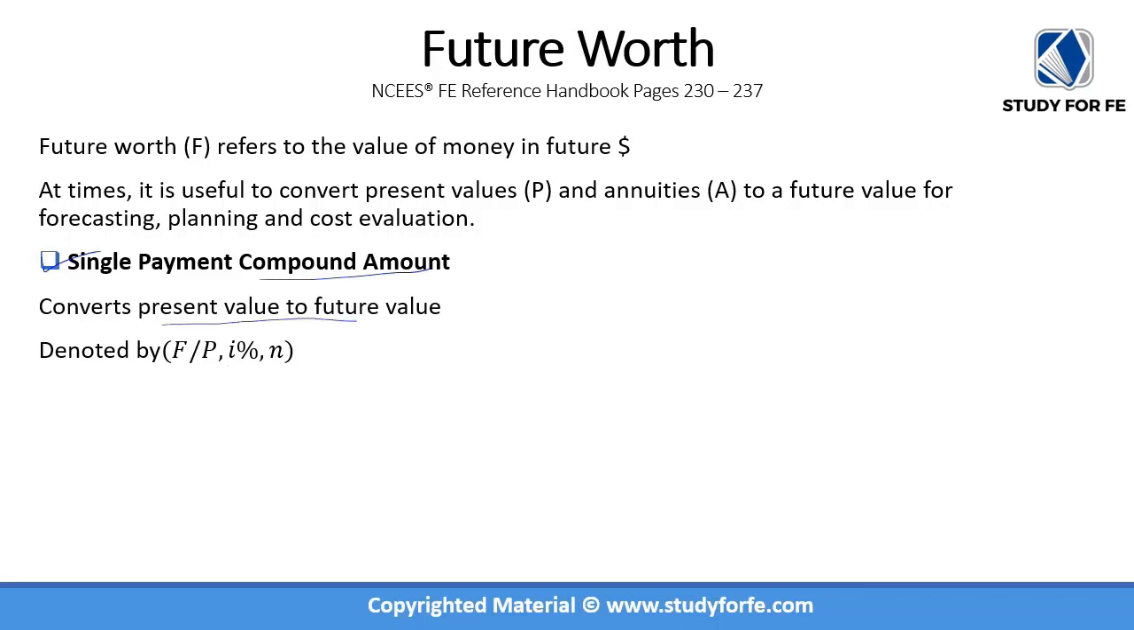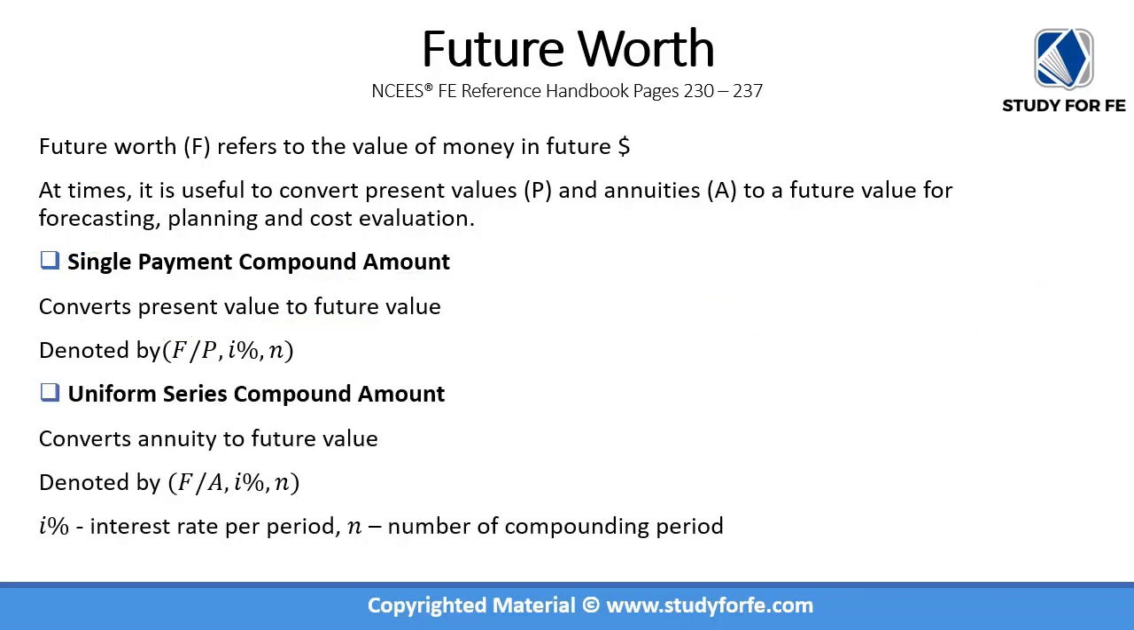So you have an annual interest rate of I%, and N represents the number of compounding periods. F given P will calculate F, given a present value. Coming back to a very basic example, if I give you $100 today, or if you get $100 from someone, and somebody tells you that the interest rate is 10% for the next 10 years, what will be the future value of this $100 10 years from now?